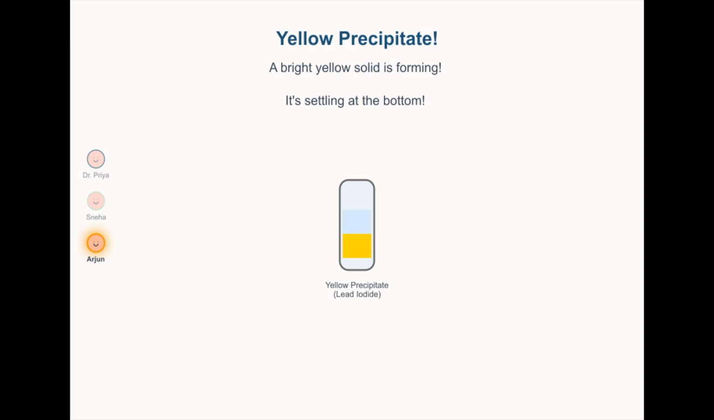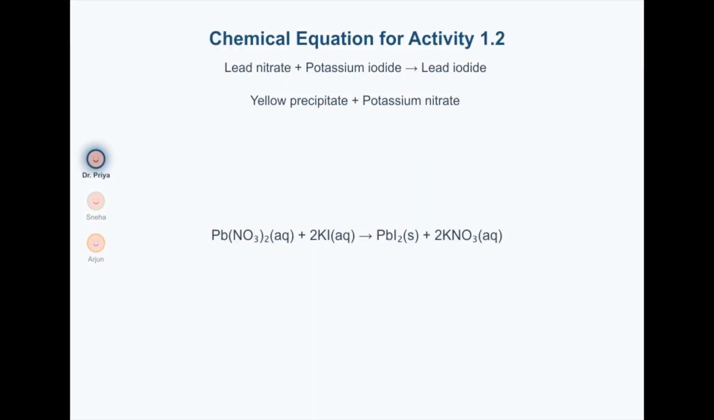Dr. Priya, a bright yellow solid is forming and settling at the bottom of the test tube. It wasn't there before. The yellow precipitate is lead iodide. This is a double displacement reaction where lead nitrate and potassium iodide exchange ions.